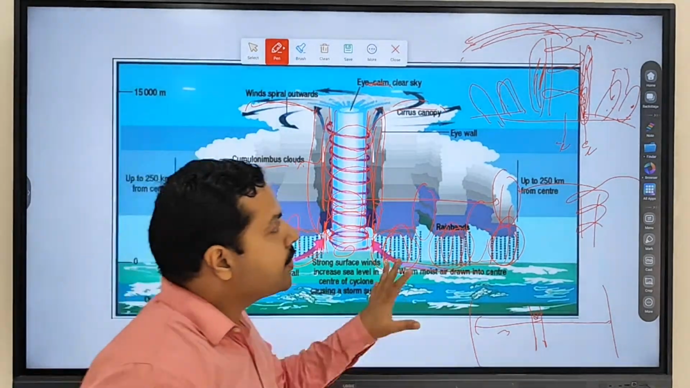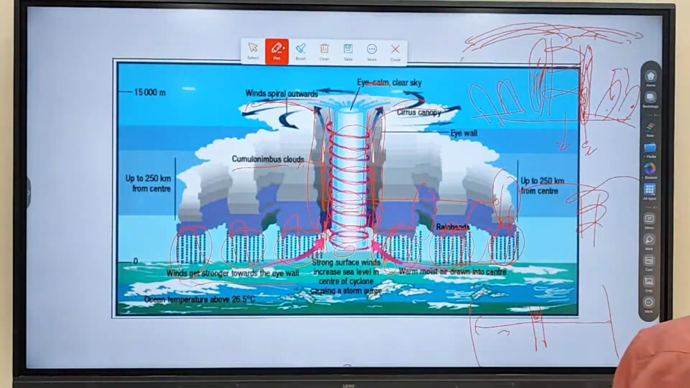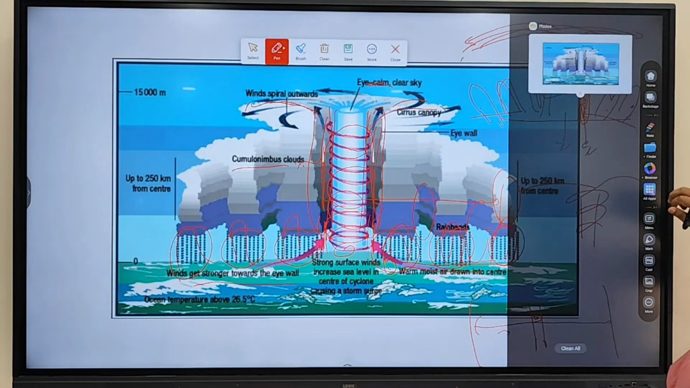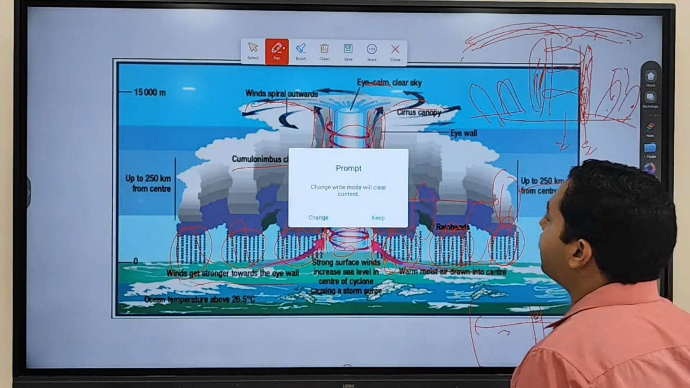So this is all about the structure of tropical cyclones. Now we are coming to the concept of cyclones.